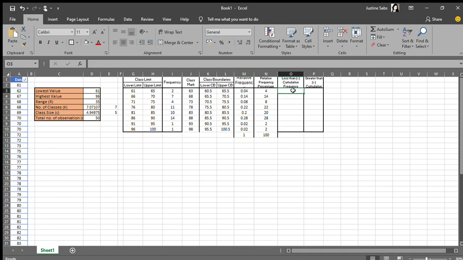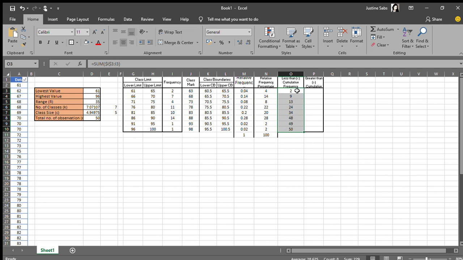For the less than cumulative frequency, the accumulation of values from the smallest number of frequency will be our basis. To find that, we have equals, then sum. Select this portion, then colon. The one we put a colon on is the first value for our reference. Put a dollar sign on it. After that, close parentheses, and we have 2. Then we just drag the value.